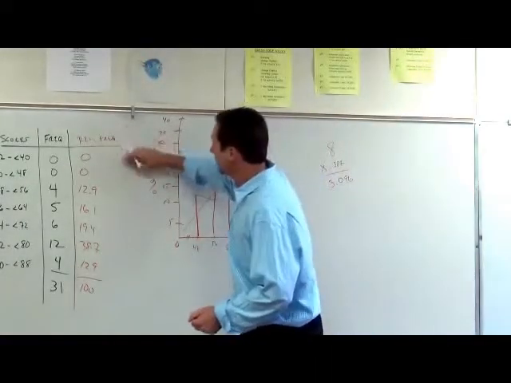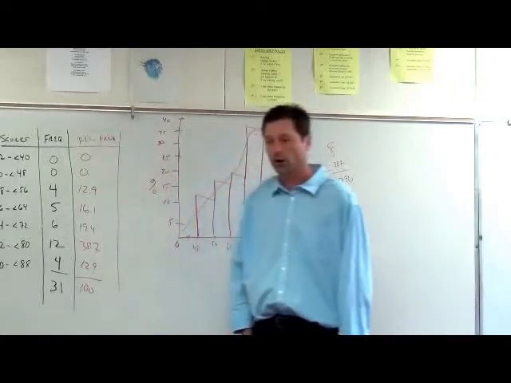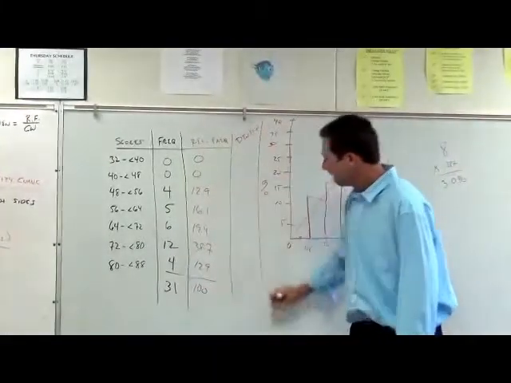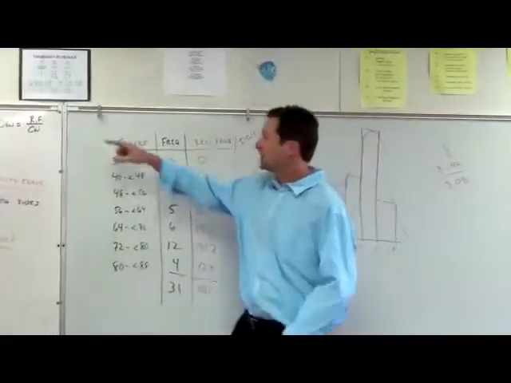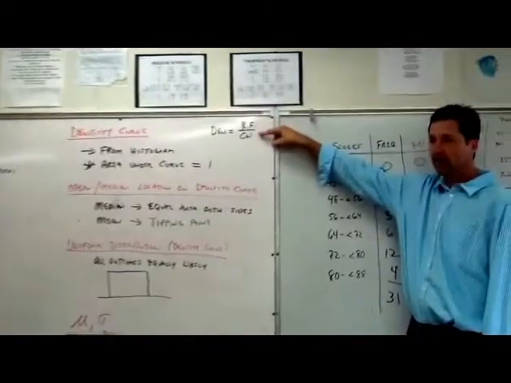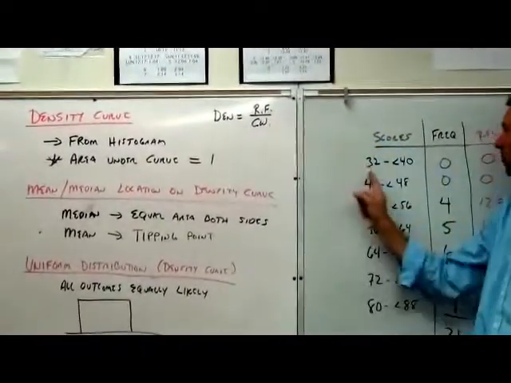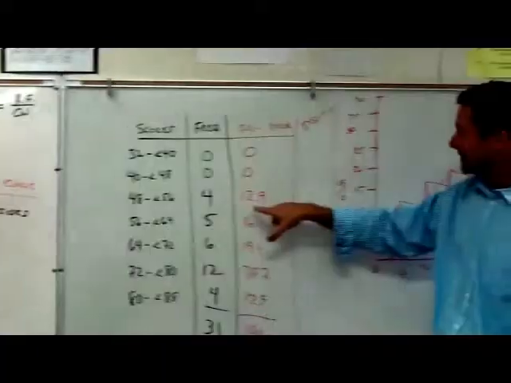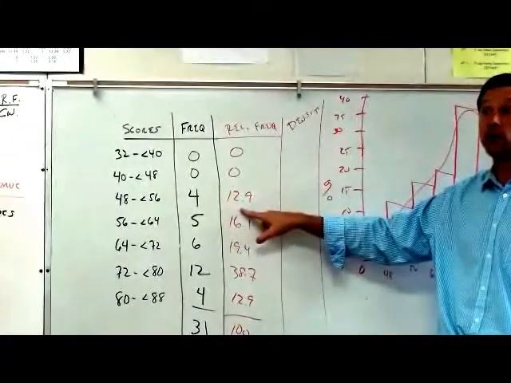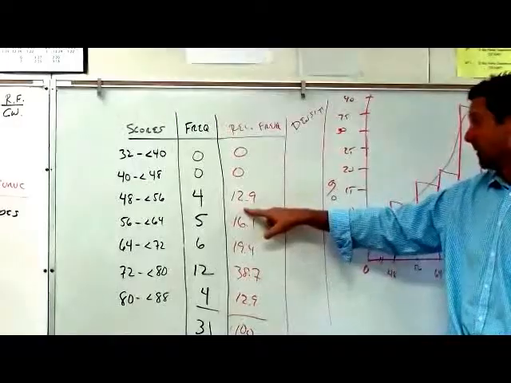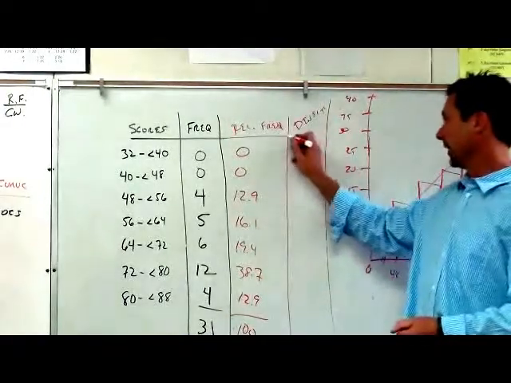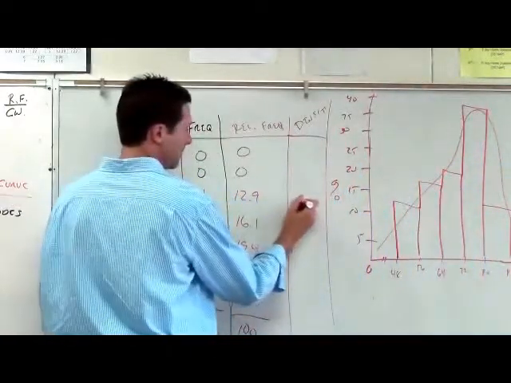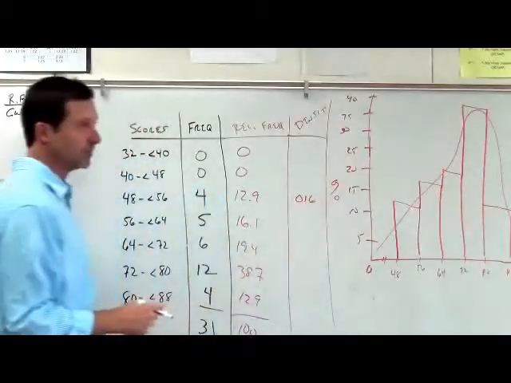Well, I'm going to create a fourth column, and we're going to call it density. This is how they define density: they take the relative frequency and divide it by the class width. So what were our class widths on all these problems? 8. Okay, let's go ahead and do that. Take that relative frequency, 12.9, so that's 0.129, correct? Divide it by 8. And what do we get here? Now we're going to get pretty small numbers. 0.016. Okay, that's good. 1.6%.